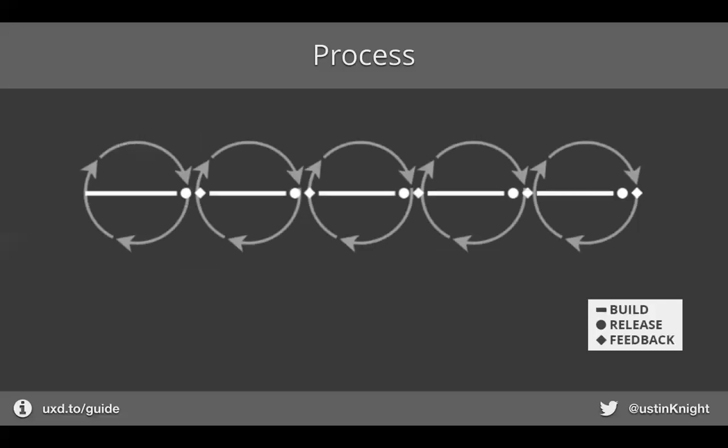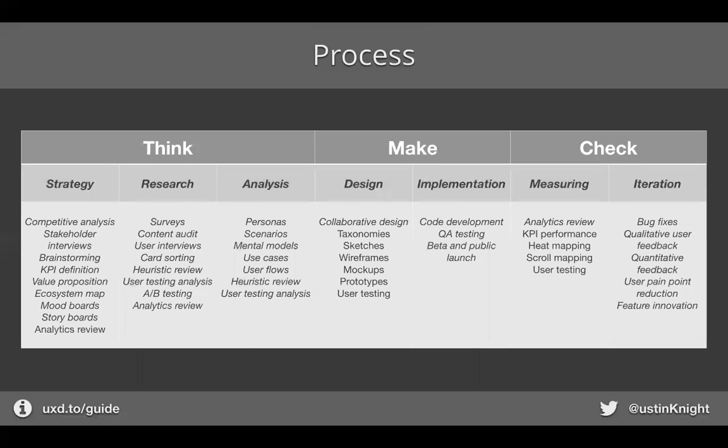of think, make, check, think, make, check, think, make, check, over and over and over again. And we can use the information that we get from that check phase of the project when we're getting that feedback to drive the next cycle. This is a look at the deliverables that we'll see come out in one cycle of the Lean UX process.